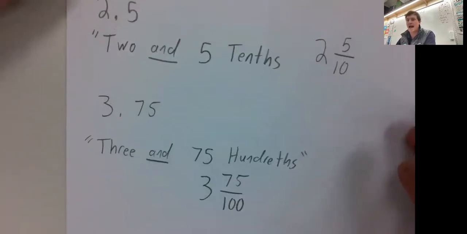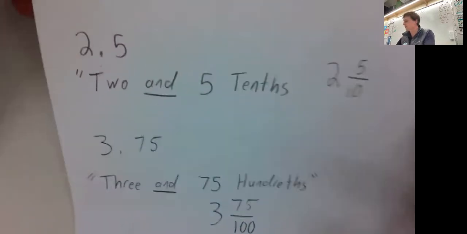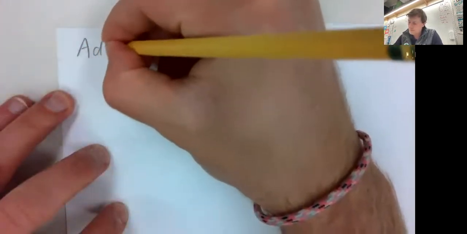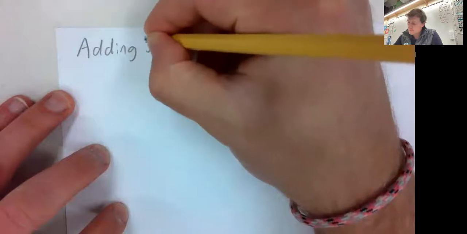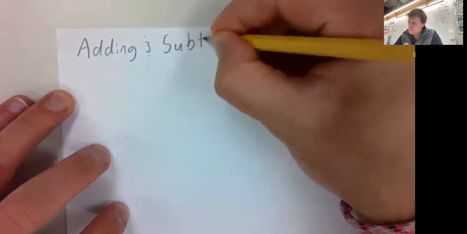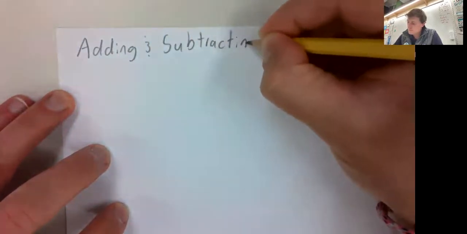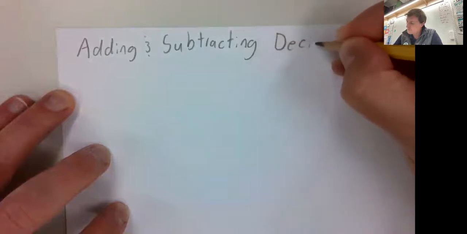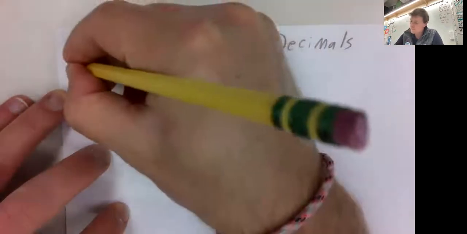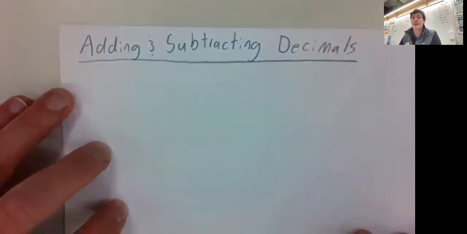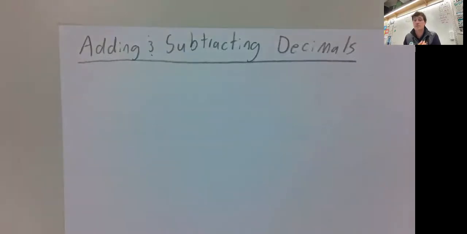Let's talk about adding and subtracting now. So I'm going to give myself a new header. So now we're going to get into the operations of decimals. We're talking about adding, subtracting, multiplying, dividing. We're going to start with adding and subtracting because they have the same rule.